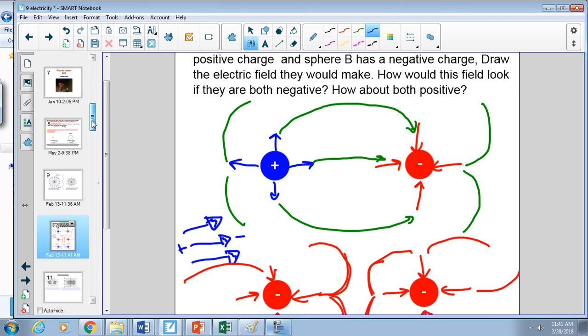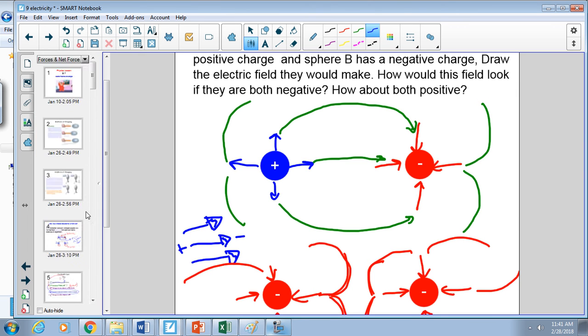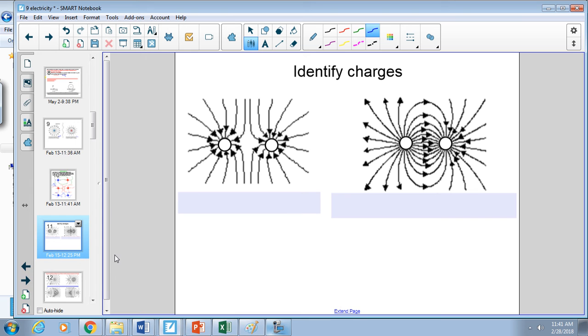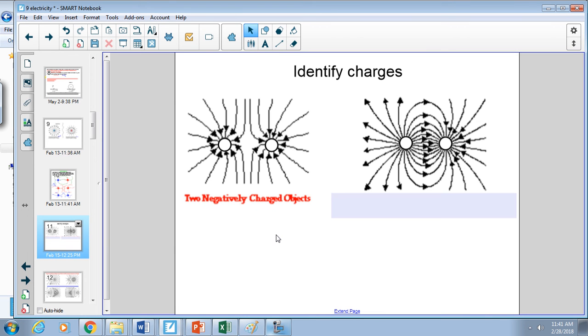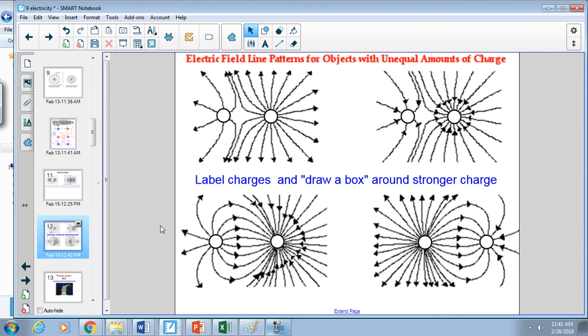I lost my spot. Alright, there I am. Alright, so identifying the charges. So went through this in class. These are different arrows. So we should have what's over here? They're going in, so it should be negative, negative. Over here, this left one over here should be positive. This one over here should be negative. So we have a positive and negative charge. Those are negative, negative. Over here, let's label which one is which. So this one should be positive.